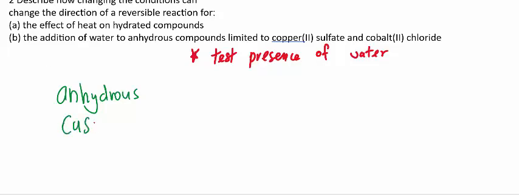When you write the no water form, it's just like that: CuSO4 and CoCl2. This is called anhydrous copper 2 sulfate, and the other one is anhydrous cobalt 2 chloride. You need to remember the color. Anhydrous copper 2 sulfate is white.